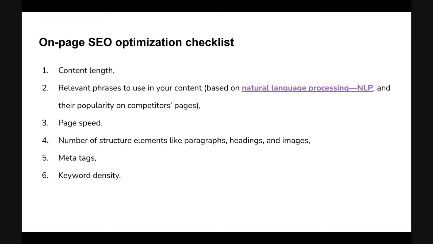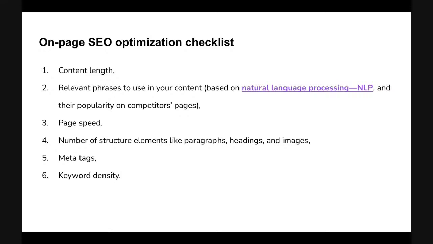So if 5 of the articles on page 1 for a specific keyword are 2,000 words and your article is only 500 words, most likely your article is not going to rank, because Google's going to look at yours and say, hey, why is yours so short compared to all these other ones that are much more in depth and longer, right? So that's one factor.